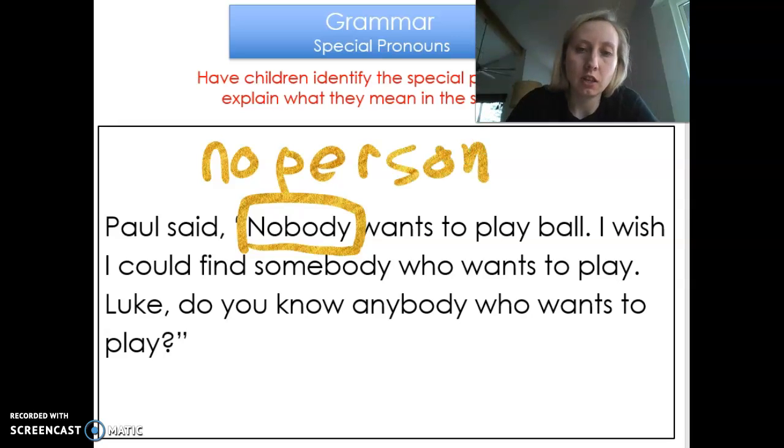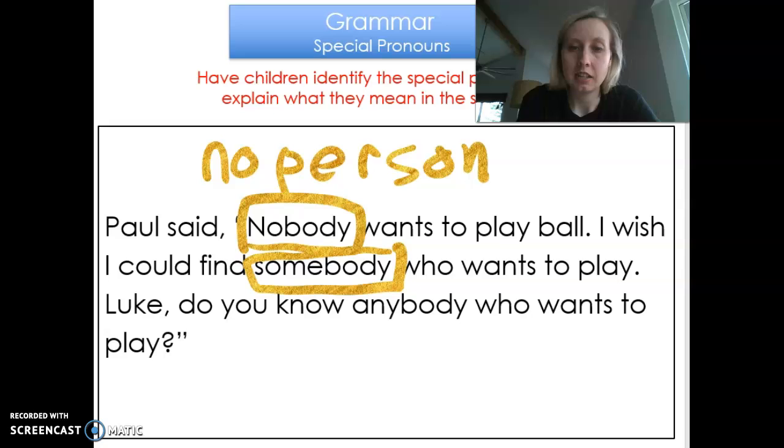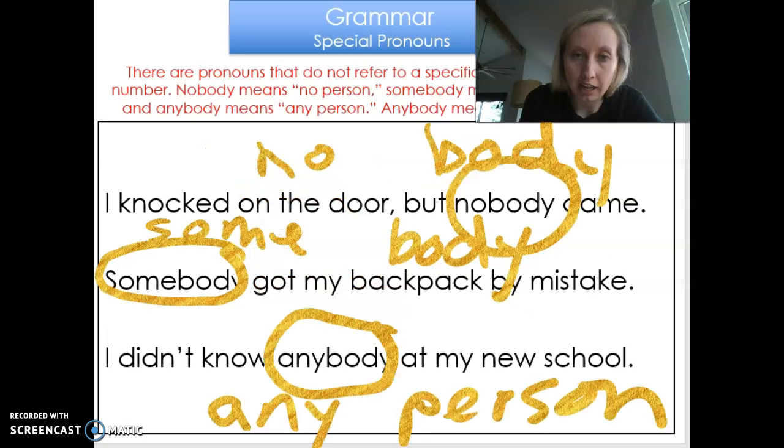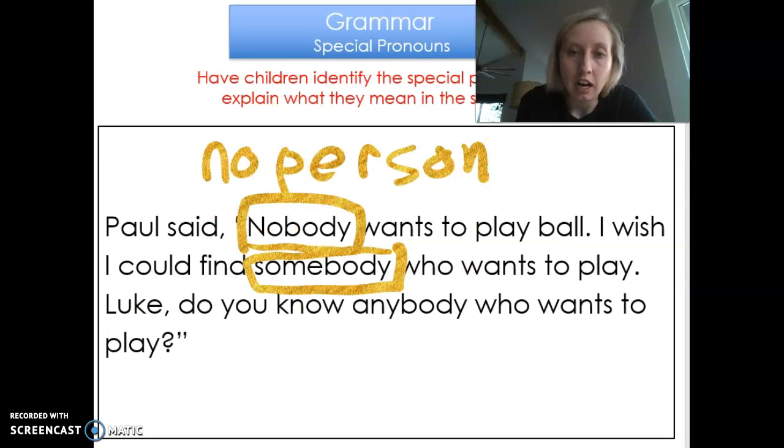Okay, let's do our next indefinite pronoun. "I wish I could find somebody who wants to play." 3, 2, 1. Somebody. Somebody means some person or some body. Literally means some person.